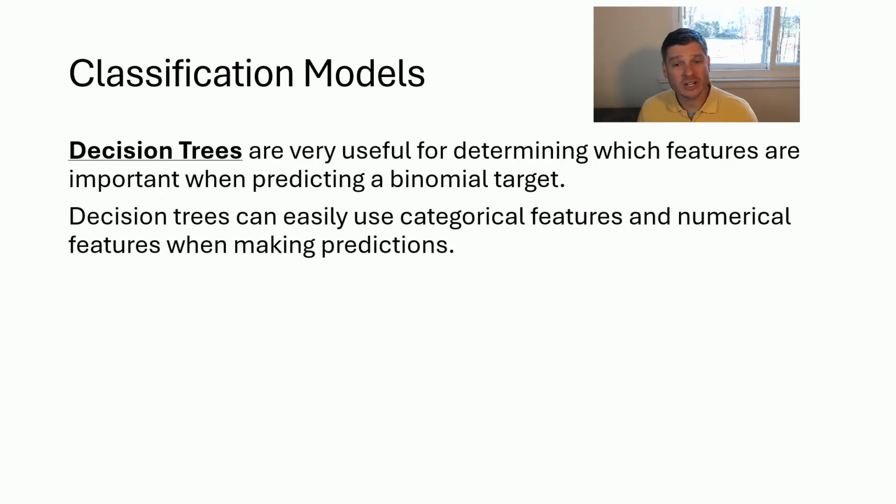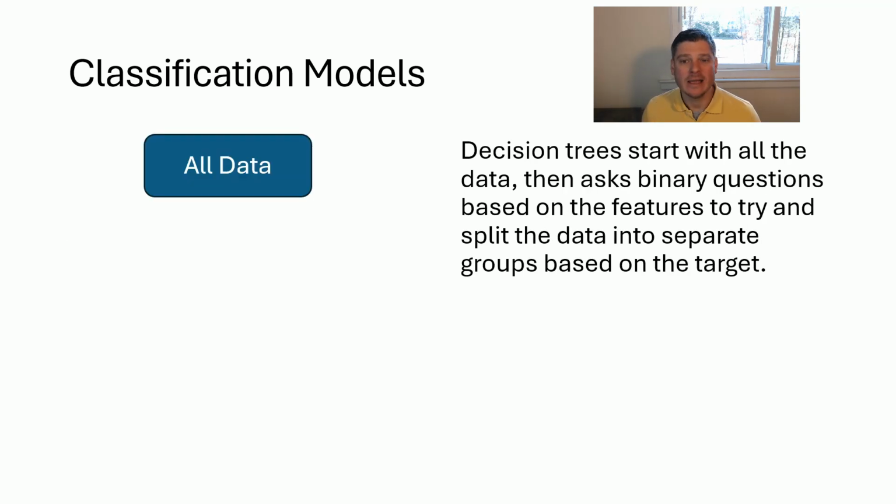Lastly, we also have our decision trees. These are really useful for determining exactly which features are important when predicting typically a binomial target. Decision trees easily use categorical features and numerical features. So again, I can use quantitative or qualitative variables to make my predictions. And remember, it starts with all of our data.